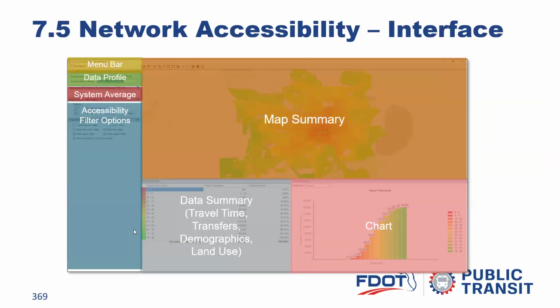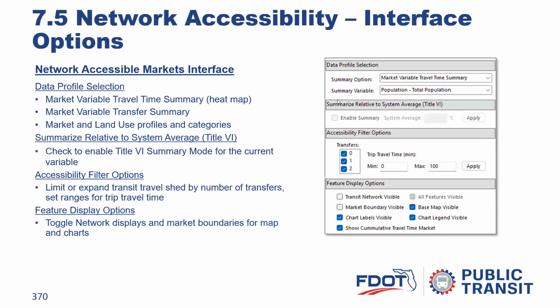So very similar setup to our regular market analysis, except we're going to have some different options available to us in the data profiles. All right, so our options that I just mentioned are, we're going to have a market variable, travel time or a heat map. So you saw the heat map in the initial slide. You can also summarize by transfers. So however many transfers it takes to get to a destination market, you can summarize by that.